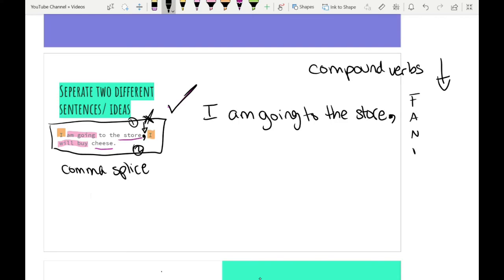Now, if you are learning English, you may have heard of your fanboys before. If you haven't, you might not have heard of it before. But this is just a really fancy way for you to remember what we call our, let me just write this down here, coordinating conjunctions.